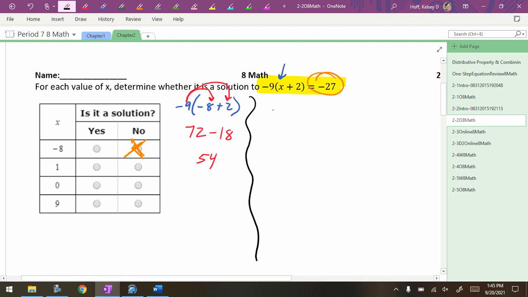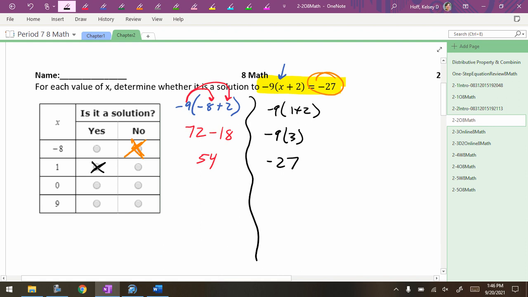Let's plug in 1. Somebody tell me a different way, instead of distributing, that I could do this. Will? PEMDAS tells you can do your parentheses first, right? What is 1 plus 2? 3. Now multiply -9 times 3, I get -27. Is 1 a solution? Yes, it is.